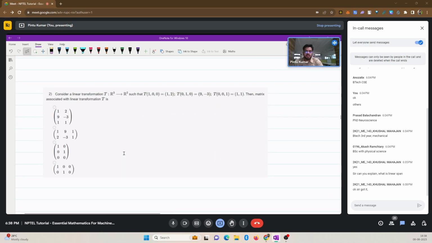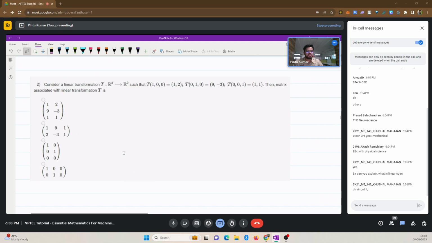Now here is an example. I will give you 2 minutes to try to solve this. It is quite an easy one. You are given a linear transformation from R3 to R2. Rather than explicitly mentioning what the linear transformation is, they have given you the map of every basis element. You are given T of 1 0 0, T of 0 1 0, and T of 0 0 1. Now they have asked what the matrix corresponding to this linear transformation is.